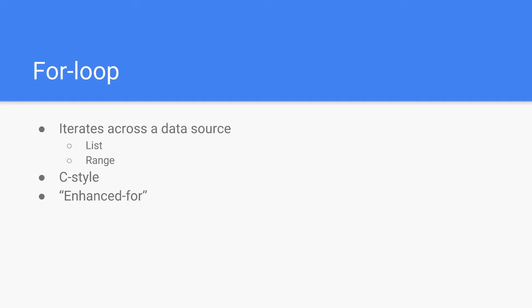Starting off with a for loop. A for loop is designed to iterate across a specific data source. It can iterate off a list or a range, and there are multiple types of for loops. There's C-style and the enhanced for loop, which is often called a for each loop. The C-style loop is what most students are started with, and I will give an example shortly.